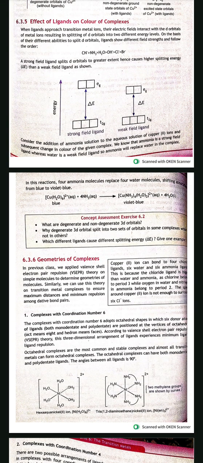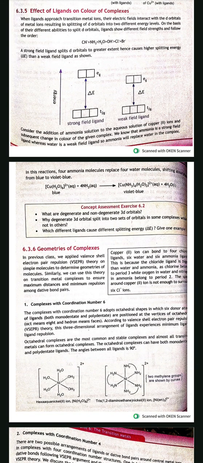When ligands approach transition metal ions, their electric field interacts with the d orbitals of metal ions, resulting in the splitting of d orbitals. On the basis of their different abilities to split, strengths are shown. CN- has a greater strength than NH3. After that comes water, then hydroxyl, then chlorine, then bromine. So we can see here that cyanide is a strong field ligand. CN- is a strong field ligand, and Br-, Cl- are weak field ligands. A strong field ligand splits d orbitals to a greater extent, hence causes higher splitting energy than a weak field ligand.